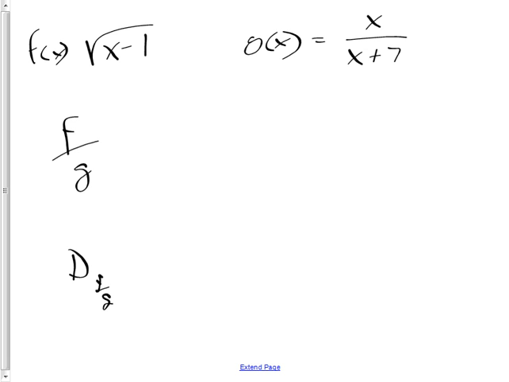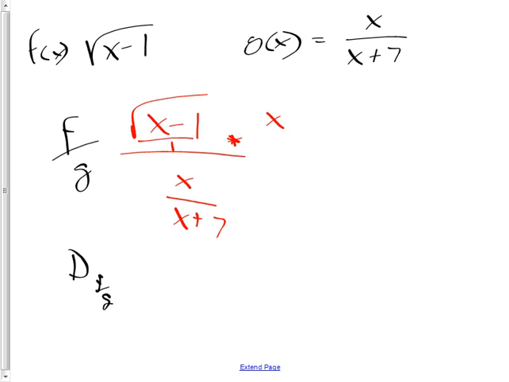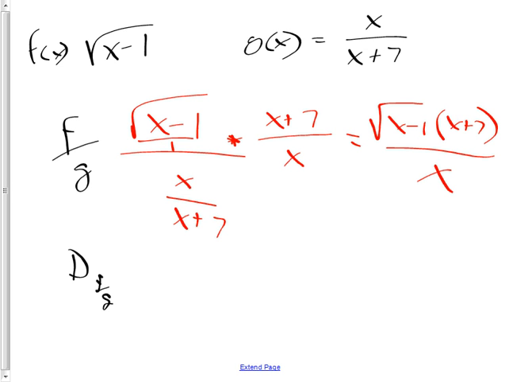Here we go. Here's what you should have said. F over g is simple. Square root of x minus 1 over x plus 7. That has to flip and multiply. I would recommend that you put this over 1, and then you go times, and then you put x plus 7 on top over x. Final answer. Square root of x minus 1 times x plus 7 over x. Raise your hand if you had that one right. Awesome. Now the hard part.